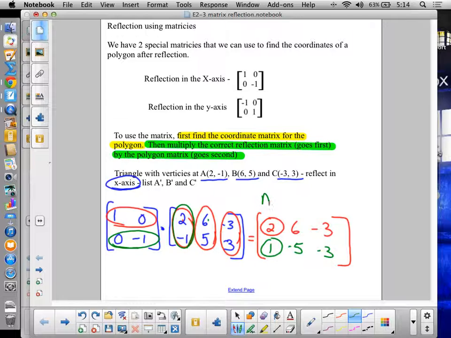Aha, so my A primed is at 2, 1. My B primed is at 6, -5. And my C primed is at -3, -3.